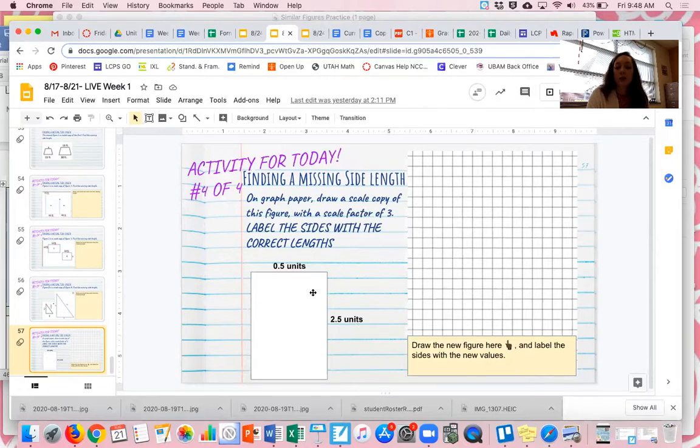And when I say units here, I mean squares. So this will be the half of a square. This will be 2.5 squares. What does your new figure look like? Don't forget to label your sides.